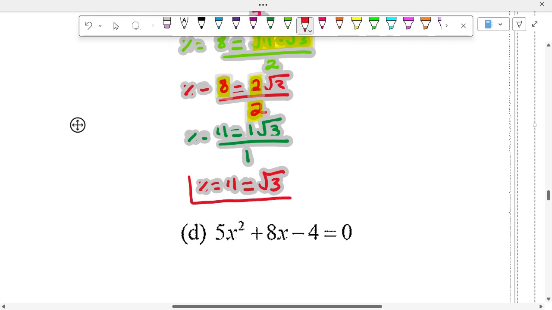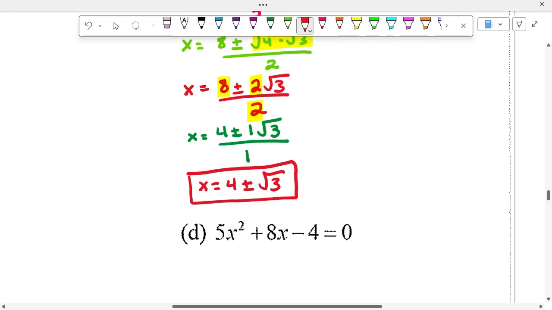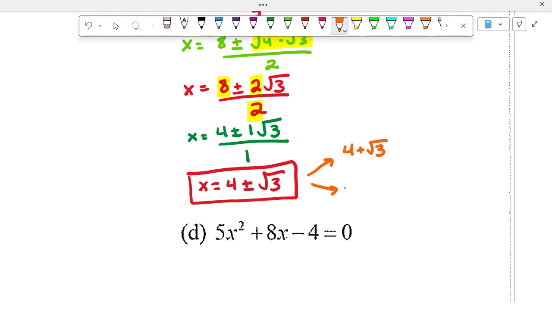So I'm totally fine if you leave your answer like this. But just note that technically it is 2 different answers. You have 4 plus the square root of 3 and 4 minus the square root of 3. There's still 2 different answers, but I don't mind if you leave it with the plus or minus intact to shorthand it. You just need to know that it is 2 different answers.